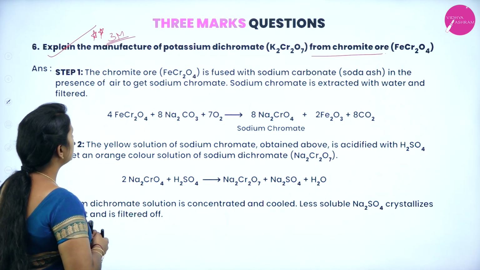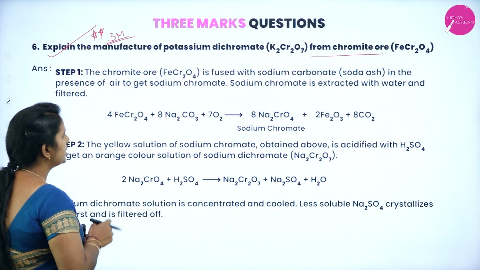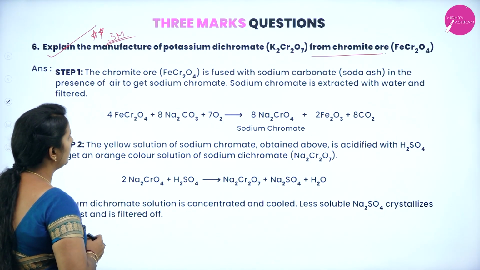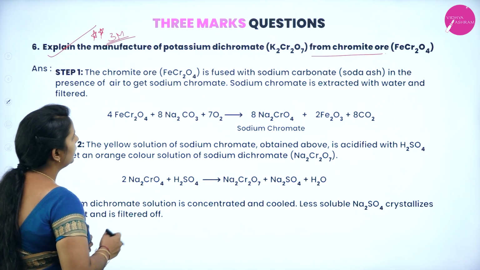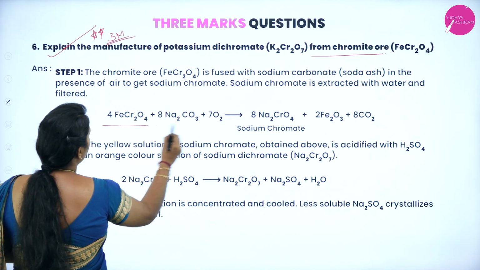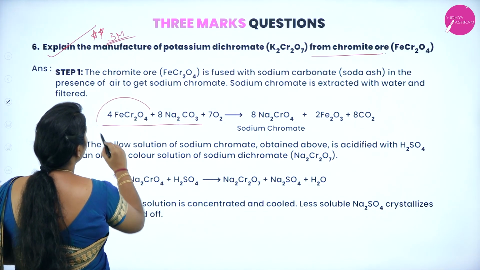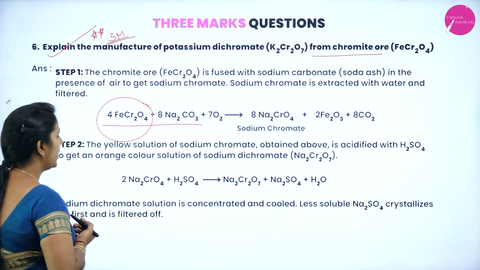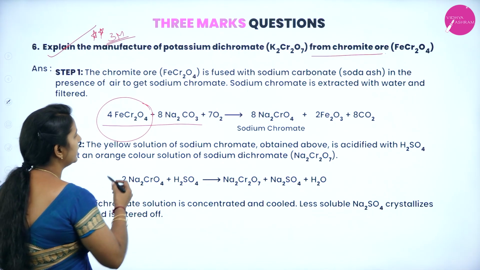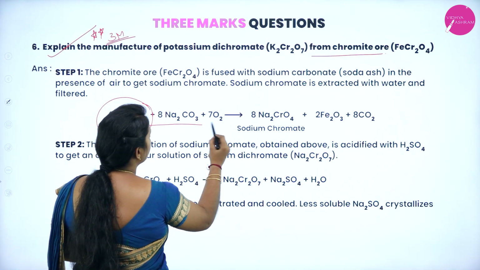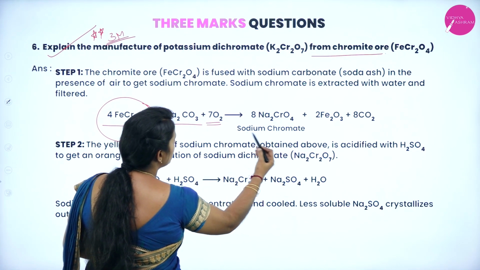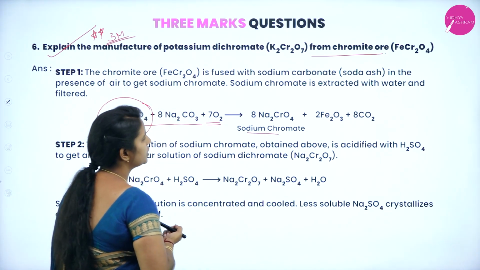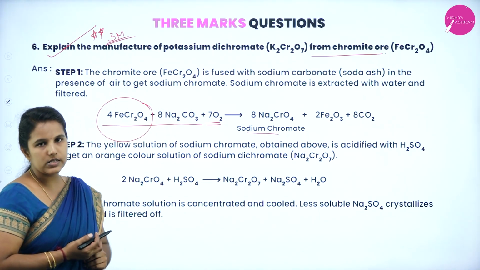In the first step, the chromite ore is fused with sodium carbonate in presence of air to get sodium chromate. So, in the first step what are we taking? We are taking the chromite ore. It is treated with sodium carbonate in presence of air. It gives rise to sodium chromate with the formation of iron oxide and the release of carbon dioxide.